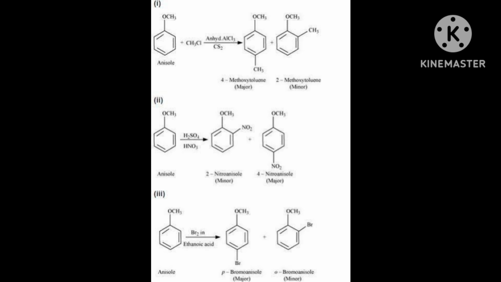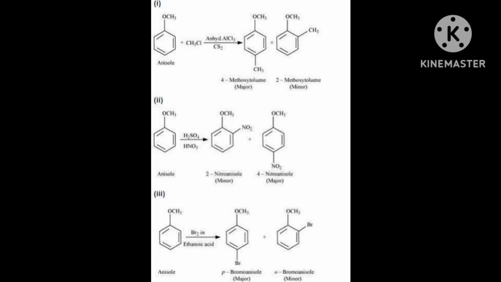If it goes to the para position, it will form para-bromoanisole. Para-bromoanisole is the major product, and the minor product is ortho-bromoanisole. Ortho-bromoanisole and para-bromoanisole, two products you will get. Para will be major and ortho will be minor, very little. This is actually called bromination.